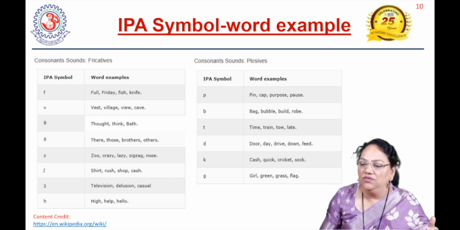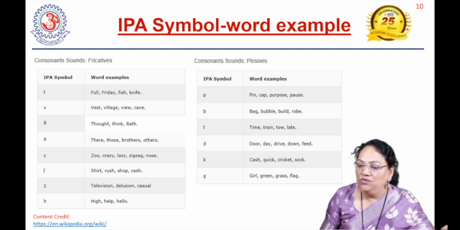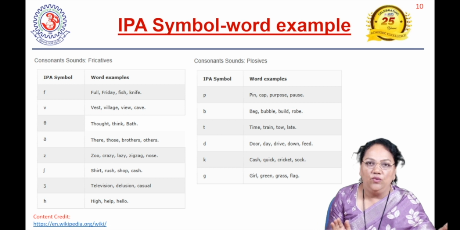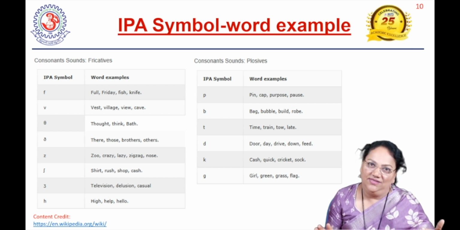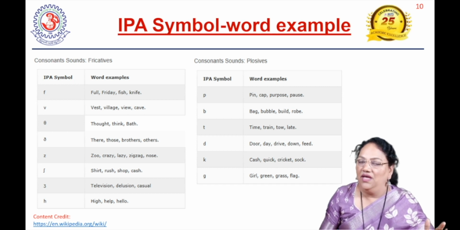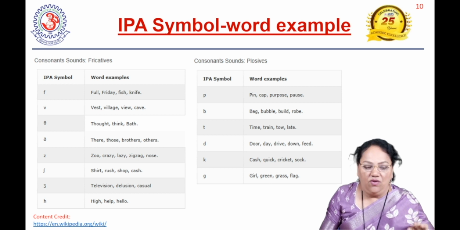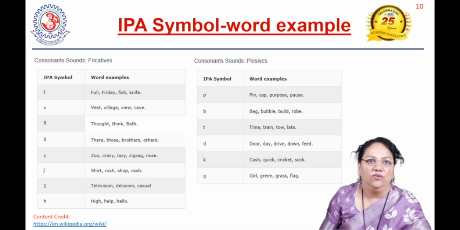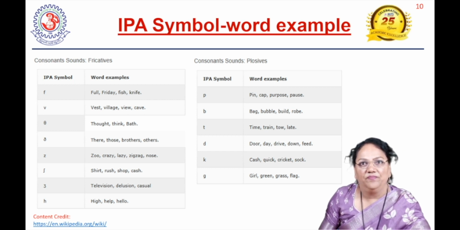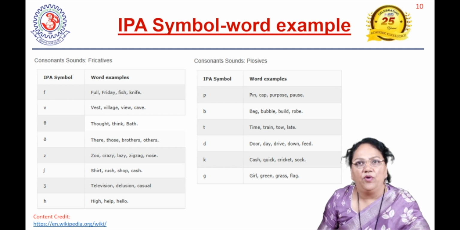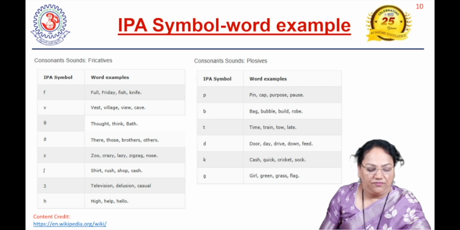Now, let us move on to the sounds of consonants. Other than A, E, I, O, U, all the remaining alphabets are called consonants, as you know well. Consonant sounds are divided into plosives, fricatives, affricates, approximants, and nasals. So now the IPA symbols for consonant sounds. Let us see one after the other quickly, the IPA symbol for each consonant letter.